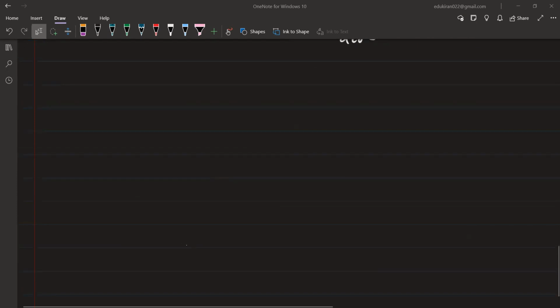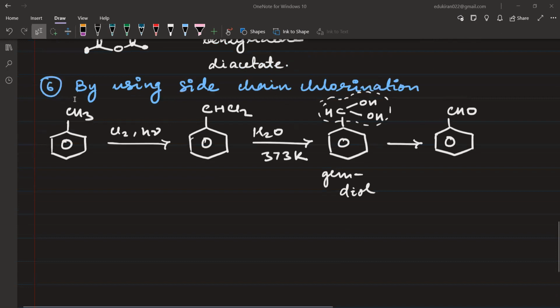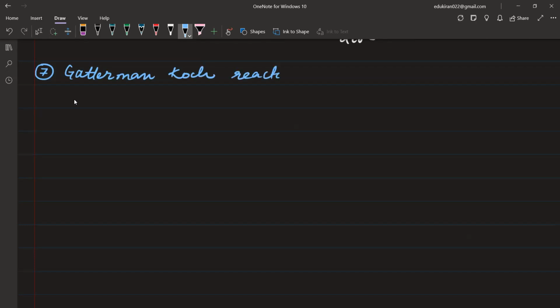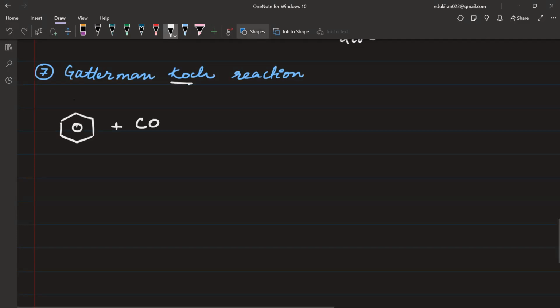Right, next. Again, a name reaction. This is the last and the seventh method of preparation. Gatterman-Koch reaction. First you will draw something which looks like the entry point of a gutter, right? The gutter lids are like this only. Plus you have Koch, that is CO, and then you have HCl.